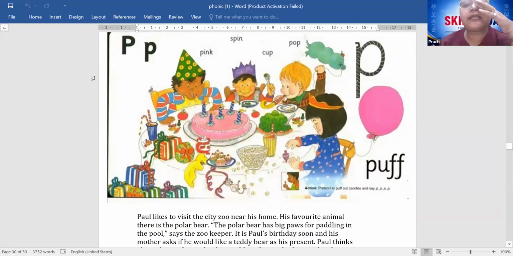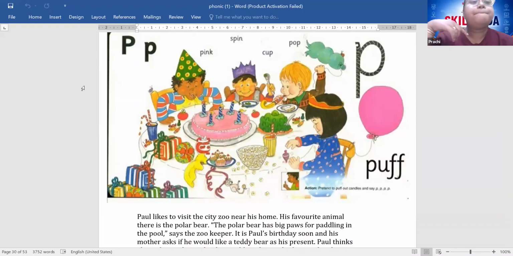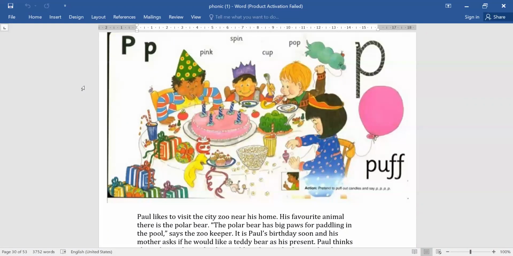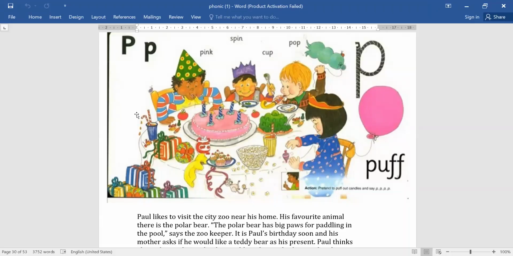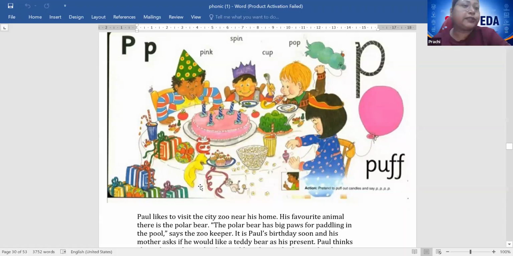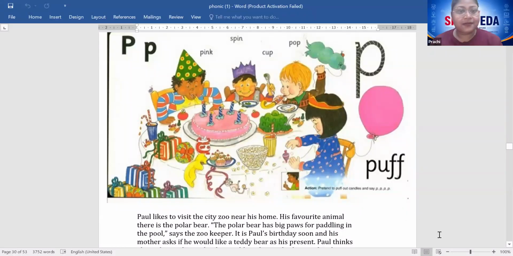Now let's come upon the next letter, P. What is the sound of letter P? P, pa, like you are puffing out the candle. Pa. See, a beautiful birthday picture is here. So you can ask n number of questions with that. How are the children feeling, why are they celebrating?